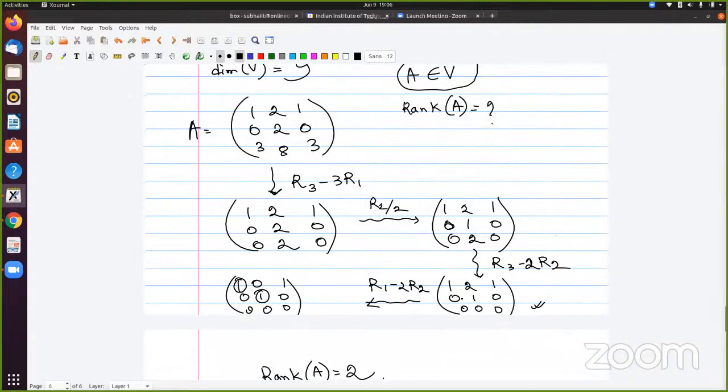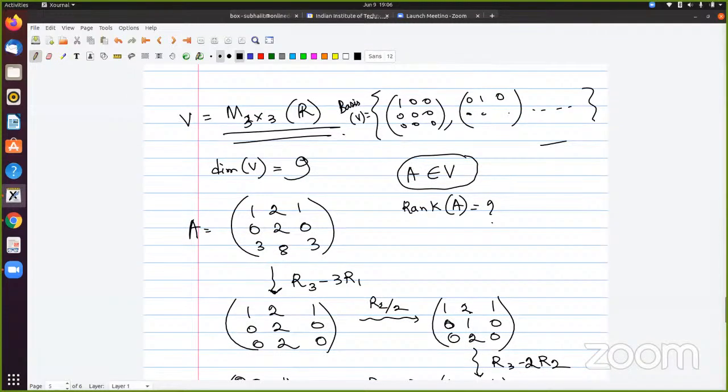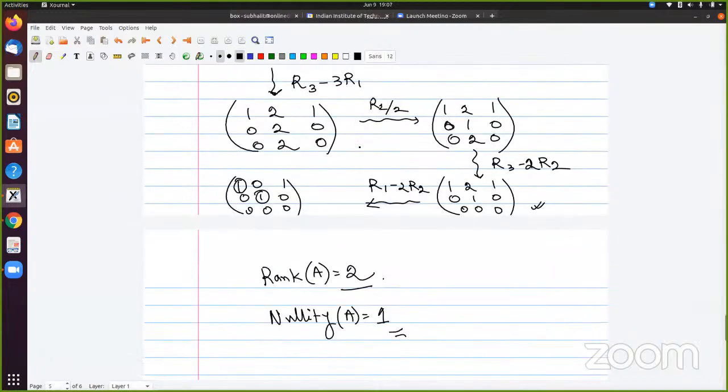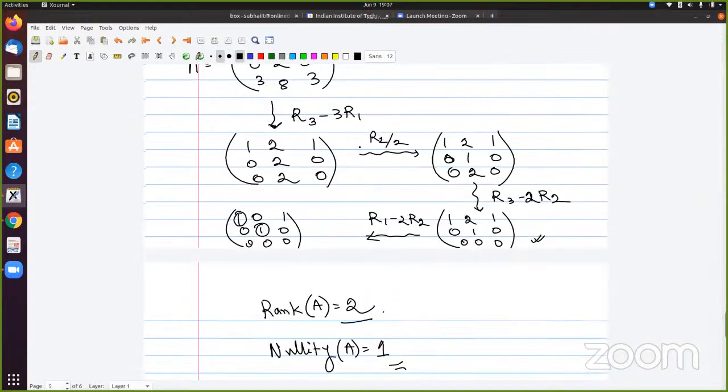Is it dimension? Clear? Dimension means dimension of what? Dimension of the vector space, which you have already calculated. It is 9. Yeah. Clear? It is clear to everyone? Yes, sir. Clear, sir. Okay, great.